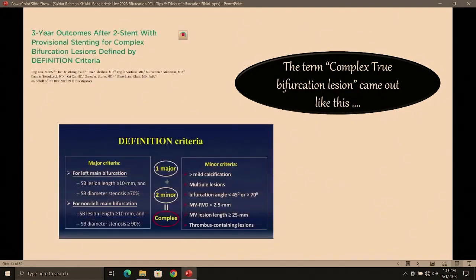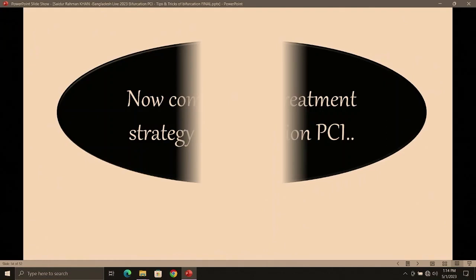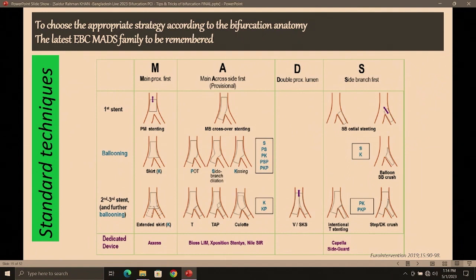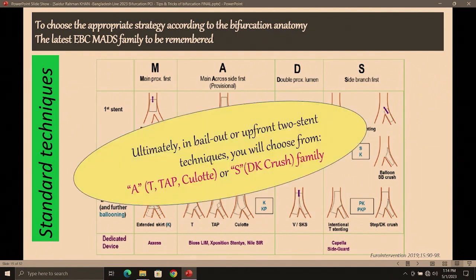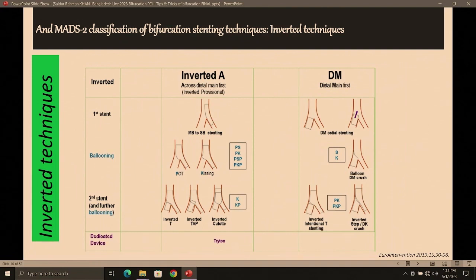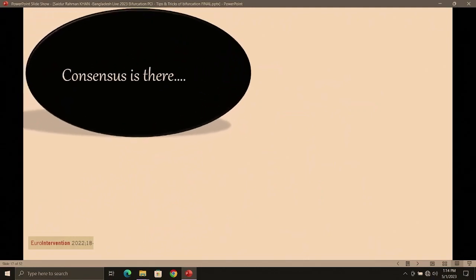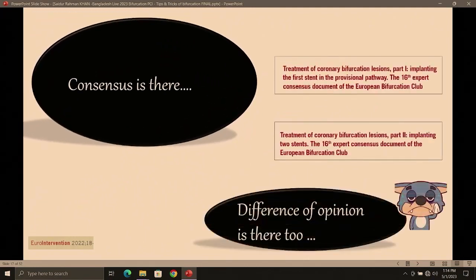Complex true, already you have been told that you have to follow the definition criteria, that is the best way. If we come to the treatment strategy in a nutshell, the maths, what you already know, this is a complex scenario, you have to memorize this one, and the inverted techniques also you have to remember, because you have to mention it while telling a bifurcation technique. If you don't know which one is the inverted one and which one is the standard one, then it's a problem. So you have to know the inverted techniques. But consensus is there now, and difference of opinion is there too, about which philosophy you will apply. Even at the 16th EBC, they have told these things.